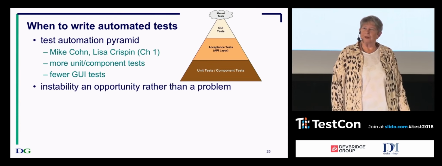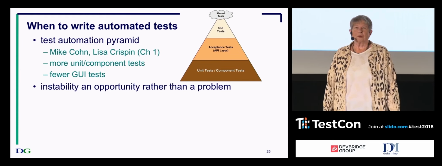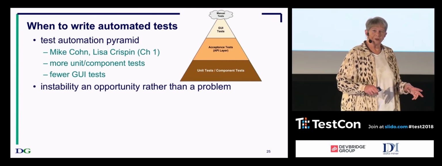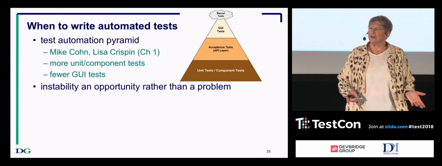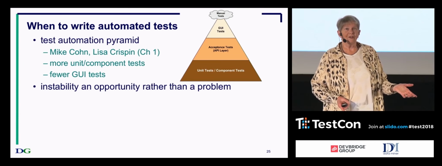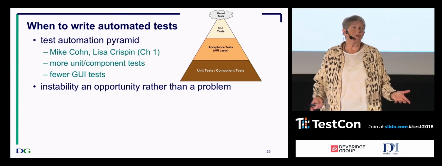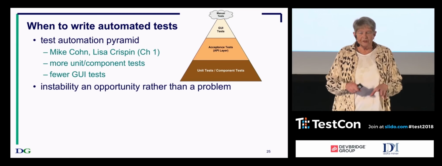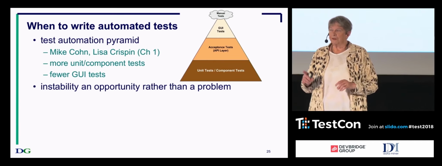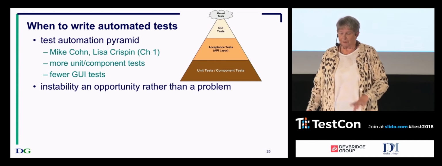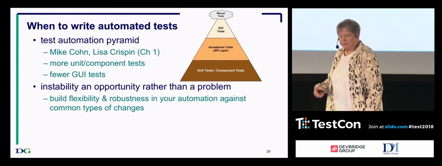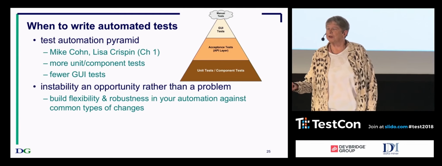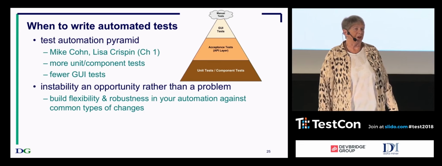See this instability of the application as an opportunity rather than as a problem. Yeah, okay, the system's unstable. Once your system is released, is it then never going to change? Of course not. It's going to be subject to constant change. It's always going to be unstable. And the way it's unstable now might be the way that it's going to be unstable for some time to come. So build in the flexibility and the robustness so that your automation is resilient to change.